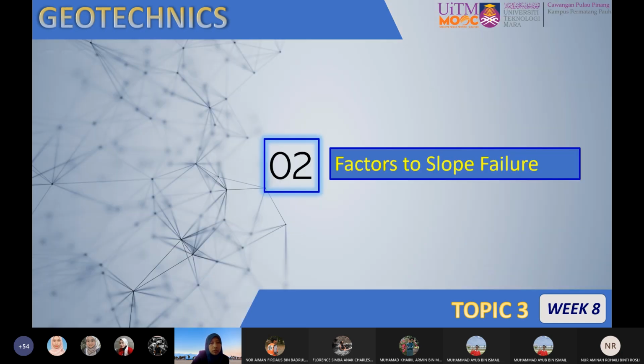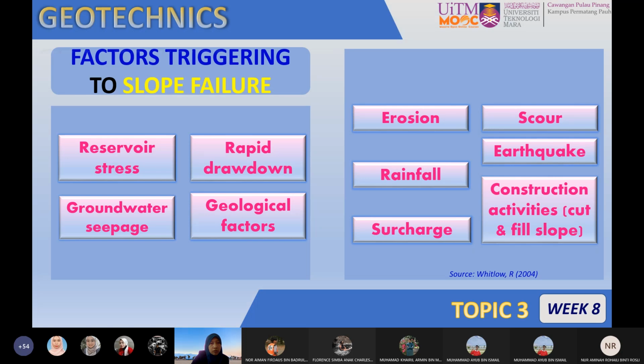And then to the next one, the factors of slope failure. Listed are a few examples: erosion, earthquake, rainfall, surcharge, construction activities, cut and fill slope, groundwater seepage, and geological factors. When you look at these around 9 factors, we almost see that the major factor in slope failure is the water pressure, or what we call the pore pressure. So when you have a heavy rain, some areas may result in a slope failure.